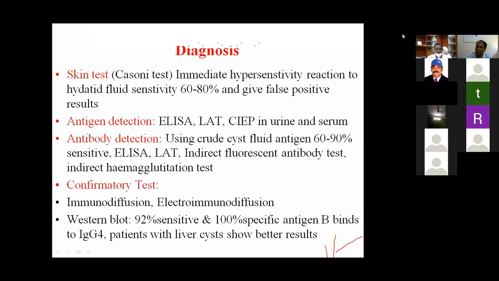Western blot shows 92% sensitivity and 100% specificity. It is done with antigen B, which binds to IgG4. Patients with liver cysts show better results. This antigen B is abundant in the hydatid cyst fluid.